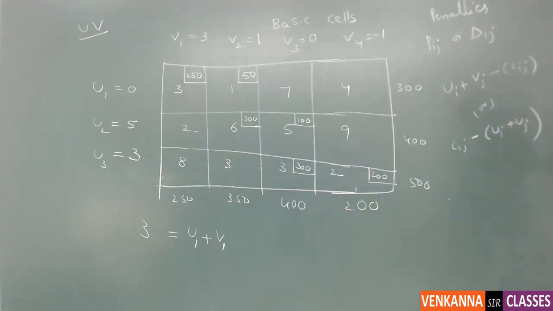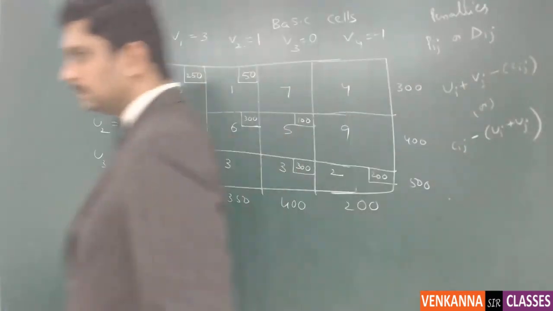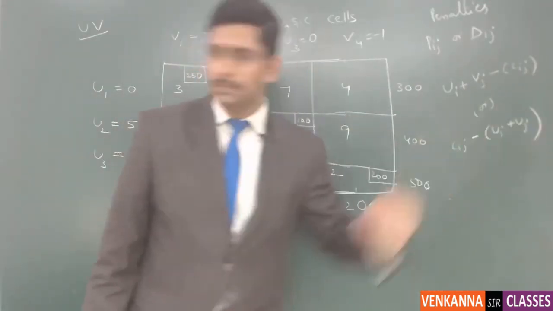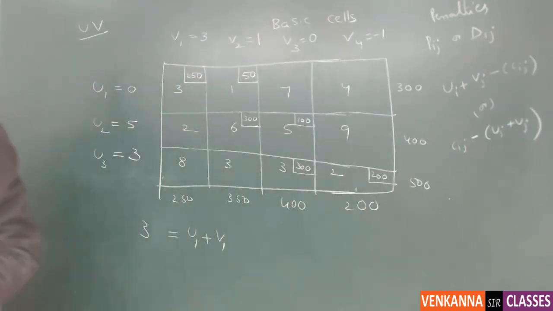Right? What you are doing is summing up the two values and taking the difference with the cost value, or take the cost value and take the difference of these two. Clear to all?